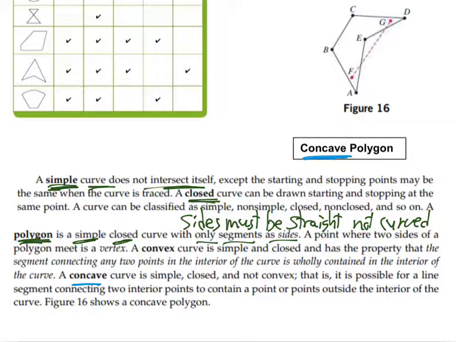But the formal math definition is, if you can ever go from one point inside the shape to another point inside the shape, and you travel outside the shape, it must be caved in. That's the formal math definition. If you can ever travel from one point to another, and it takes you outside the shape, it must be caved in. So that's the official definition of concave.